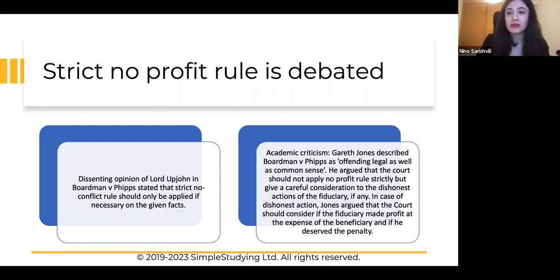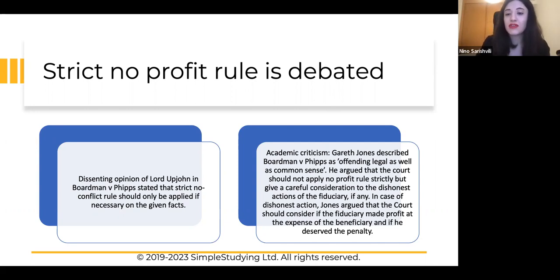There's another academic journal that I suggest you read, especially if you have an essay question on this topic. It's a journal article by Gareth Jones, where he was criticizing the case of Boardman versus Phipps. He said that it was offending legal as well as common sense. He argued that the court should not apply the no profit rule strictly, but first of all, carefully consider the facts of each case. And most importantly, if the fiduciary acted in good faith.